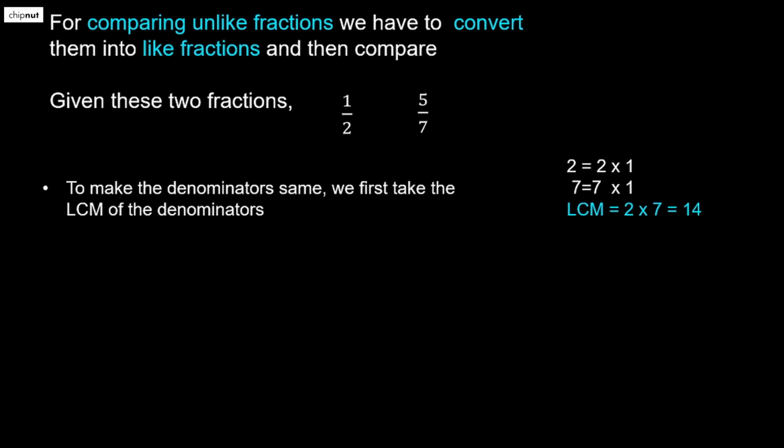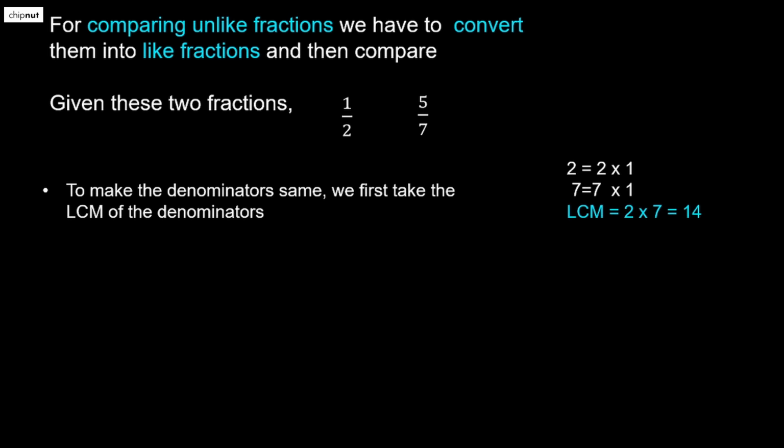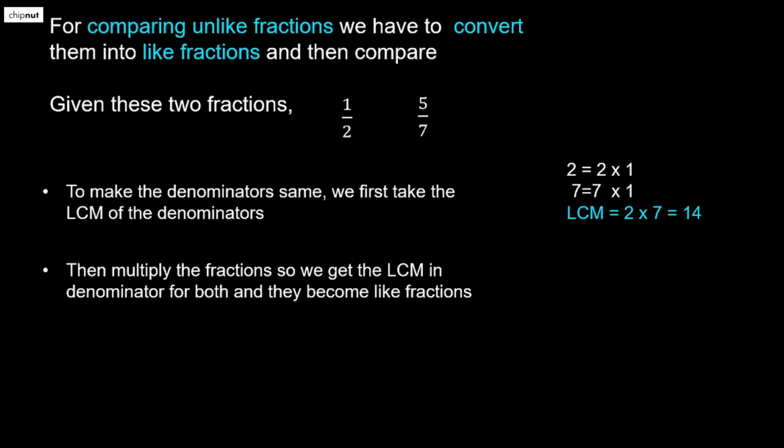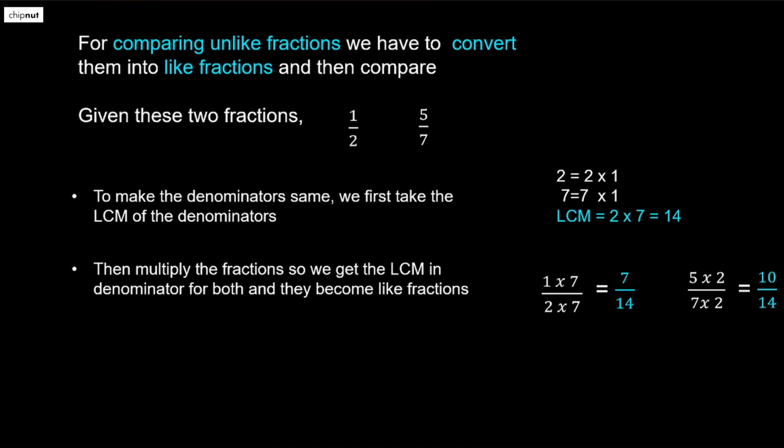We have learnt in our video on LCM how to calculate the LCM. LCM here is nothing but 14, because it's a product of 2 and 7. Then multiply the fractions so we get the LCM in the denominator for both and they become like fractions. For example, 1 by 2, to make the denominator 14, we have to multiply it by 7. But you can't just multiply the denominator by 7, you have to also multiply the numerator, right? So we get 7 by 14 as the product.